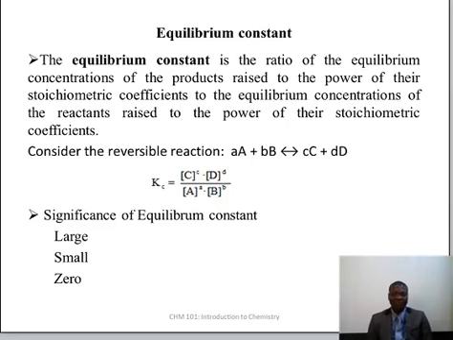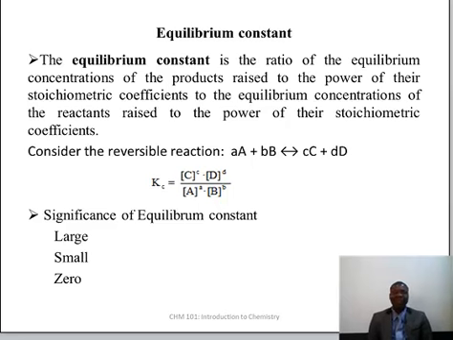Consider this reversible reaction: A plus B giving us C plus D. You can see that the arrow is pointing in both directions. This specific arrow is peculiar to equilibrium reactions, meaning that as product is forming, it is also reversing back to the reactants, and this kind of reaction is known as a reversible reaction, as we will see later.